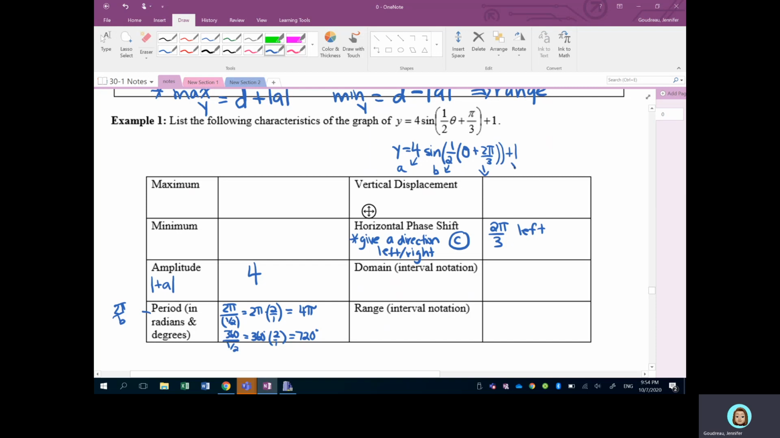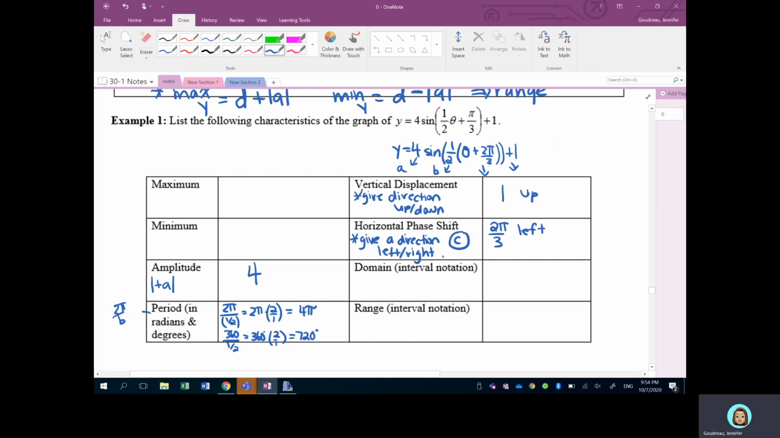Finally, our D value is positive 1. That's our vertical displacement. And same thing with this one. Please give a direction. So don't say positive 1. Don't just write 1. Write 1 up. So give a direction. And in this case, that's either up or down. And that comes from the D value.